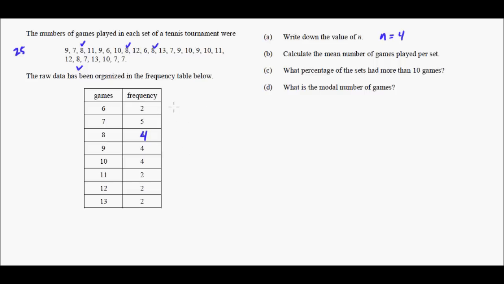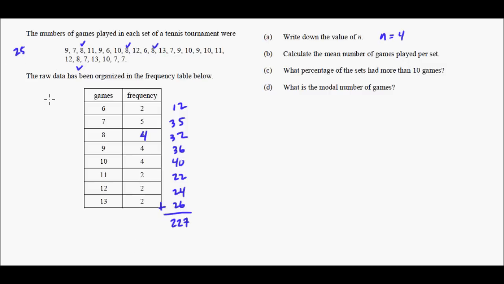So 6 times 2 is 12. 7 times 5 is 35. 8 times 4 is 32. Then 36, 40, 22, 24, and 26. Now, if you add all these together, you would get 227. I've already done this problem, so I'm just going to show it to you really quick.